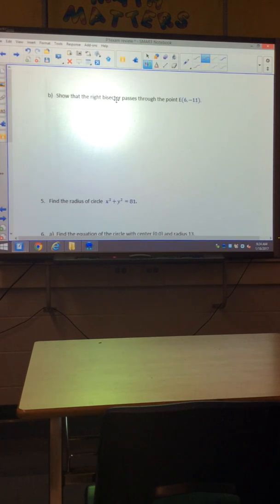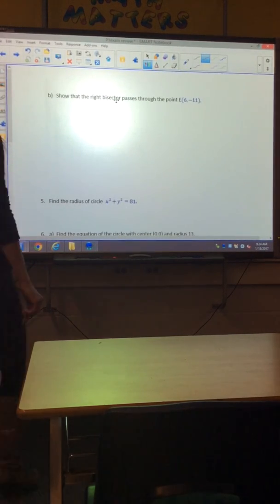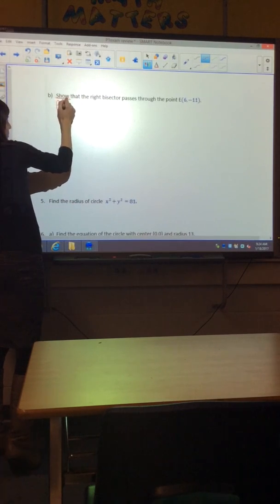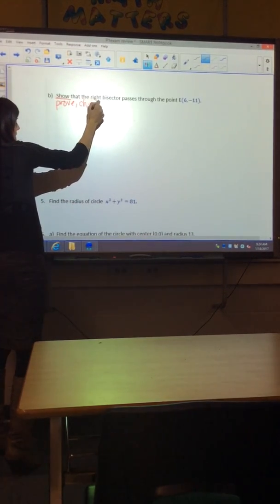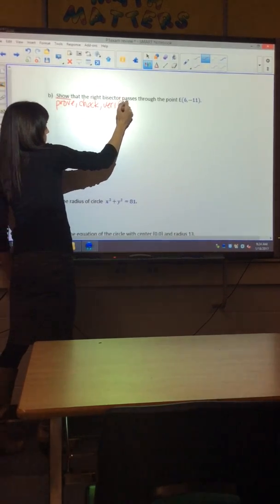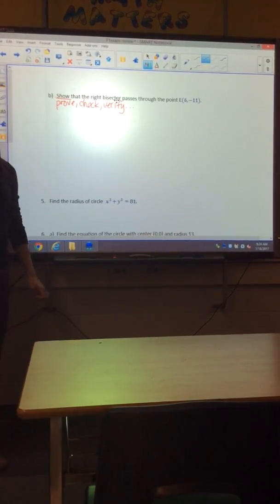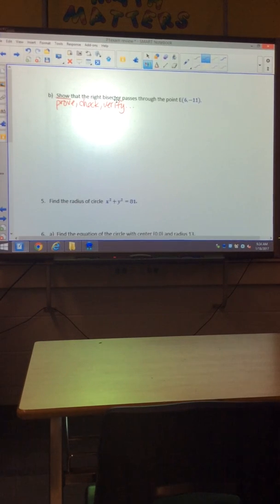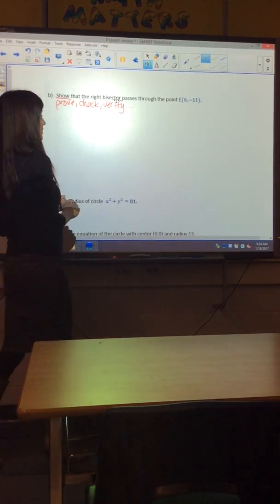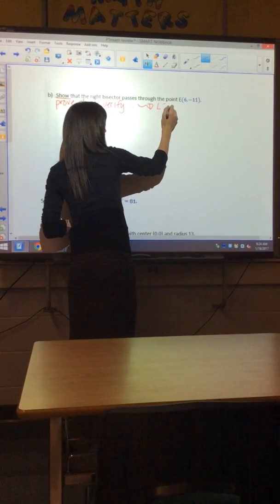Oh, I missed a question. Show that the right bisector passes through the point 6, negative 11. Show, prove, check, verify. What are we doing? Prove, check, verify. What do all those words mean you have to do? Yes, sub something in. We're going to sub in our point. Specifically, how are we going to sub it in? What kind of process are we going to do? Jill? Like, left side equals the right side. Yeah, left side, right side check, right? All these mean do a left side, right side check.